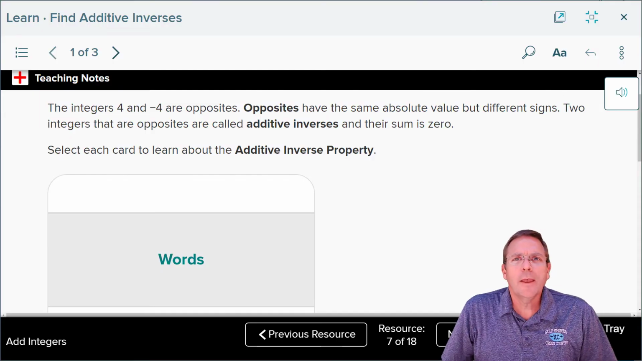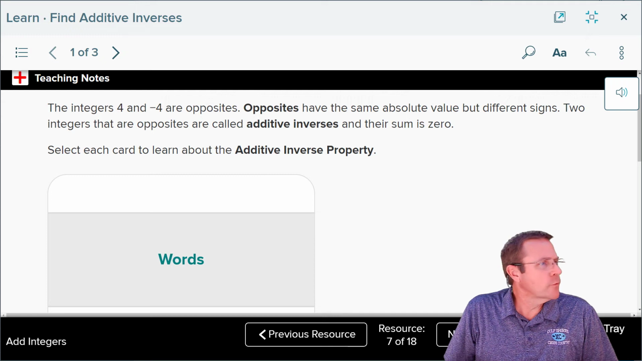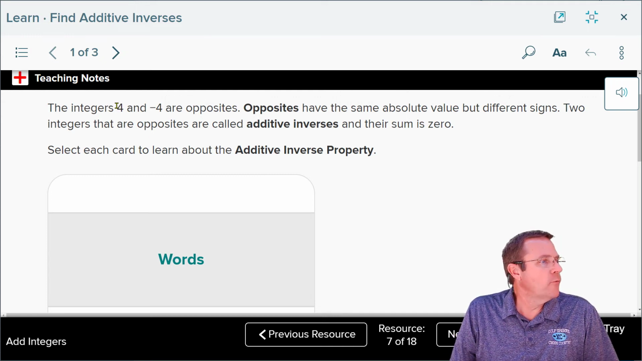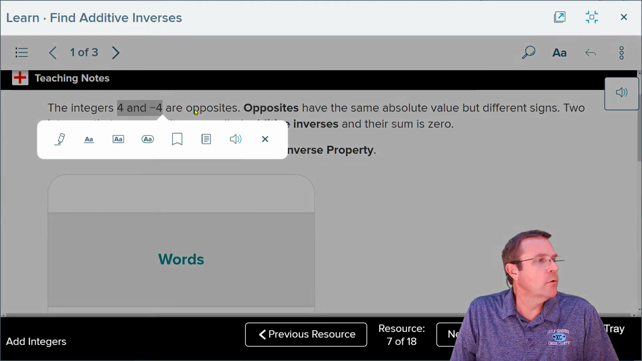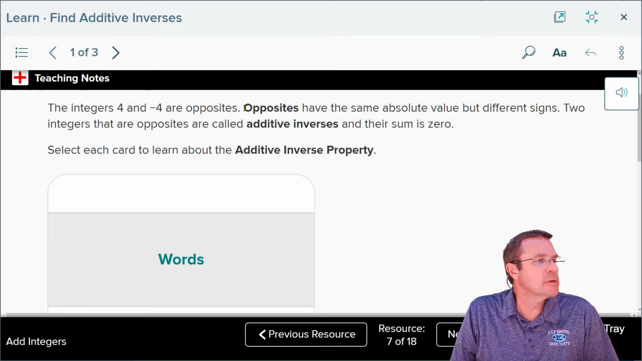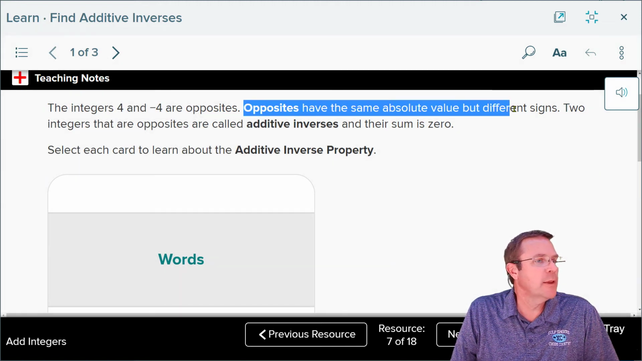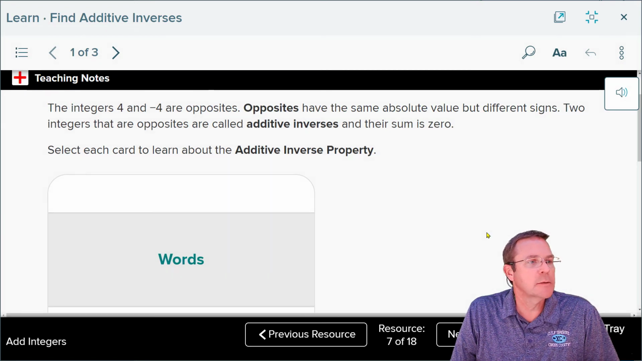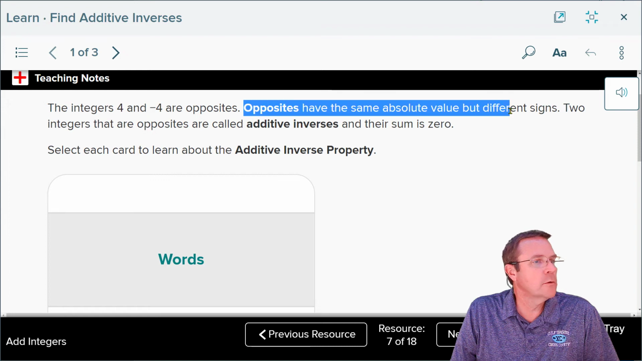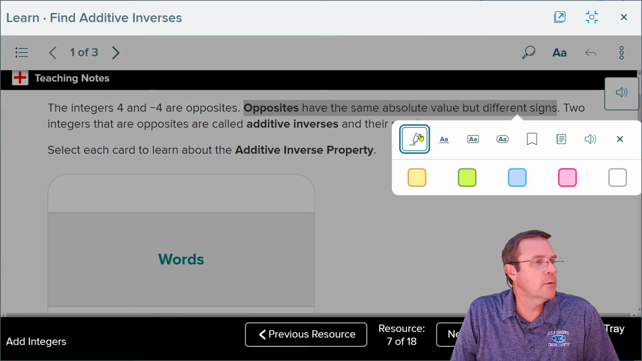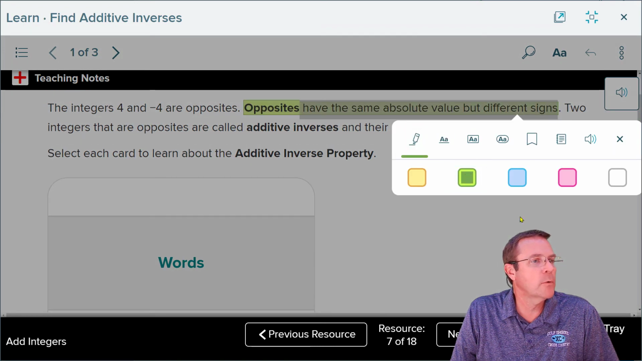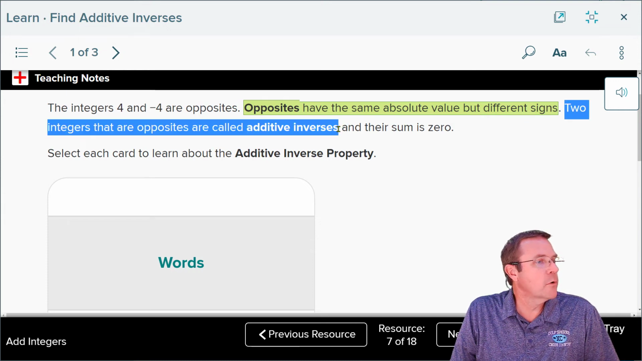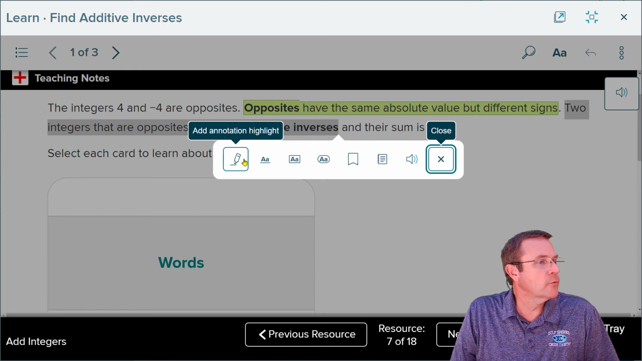The next concept we have is to learn additive inverses. Here you can see examples of additive inverses are going to be 4 and negative 4. 4 and negative 4 are going to be opposites, and opposites have the same absolute value, but different signs. That's going to be a vocab word. Then you have two integers that are opposites are called additive inverses.